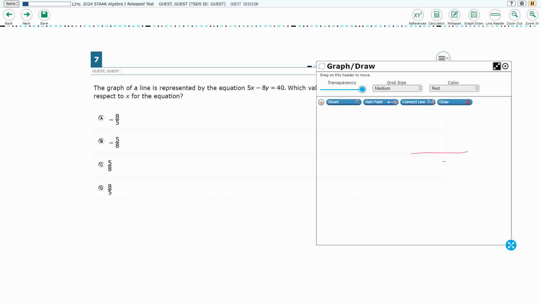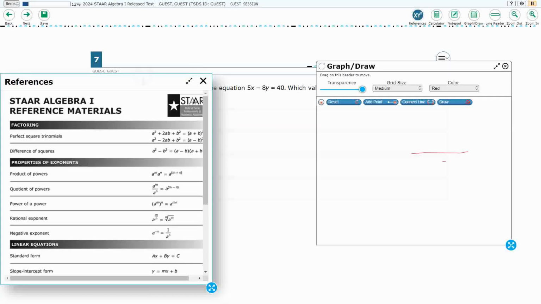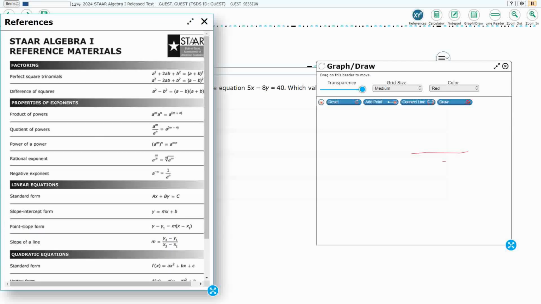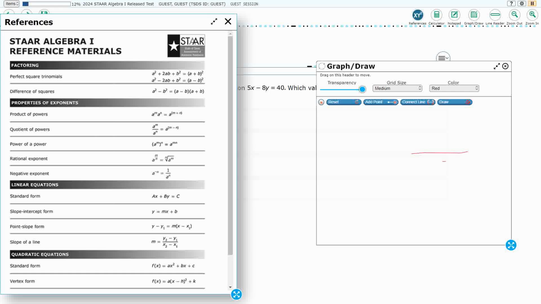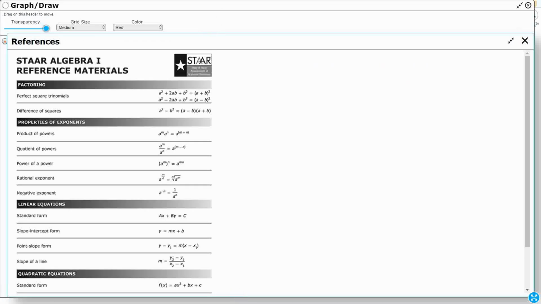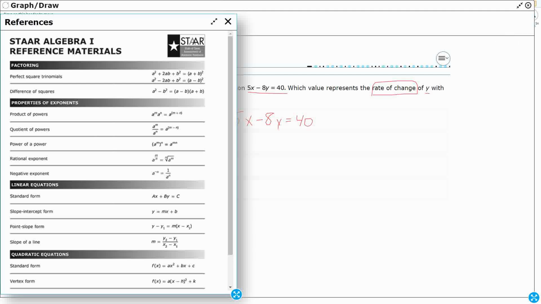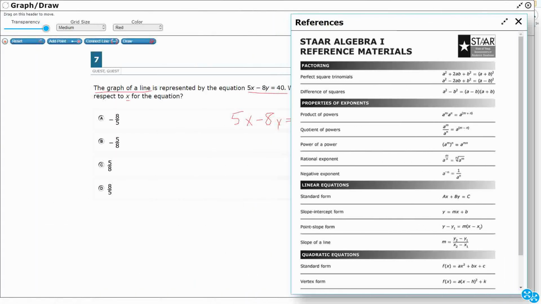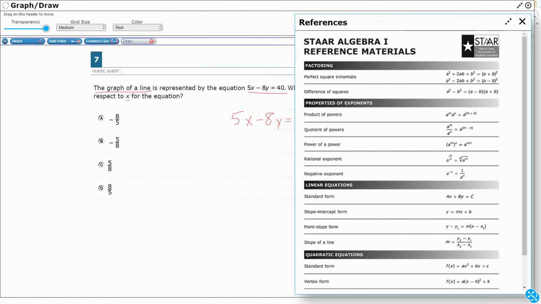All right, so what do we know about linear equations? This is a linear equation because there's no exponents. It's not a quadratic. It's not an exponential. And we see that what we're looking at is standard form. They've given it to us right there, standard form, that ax plus by equals c.